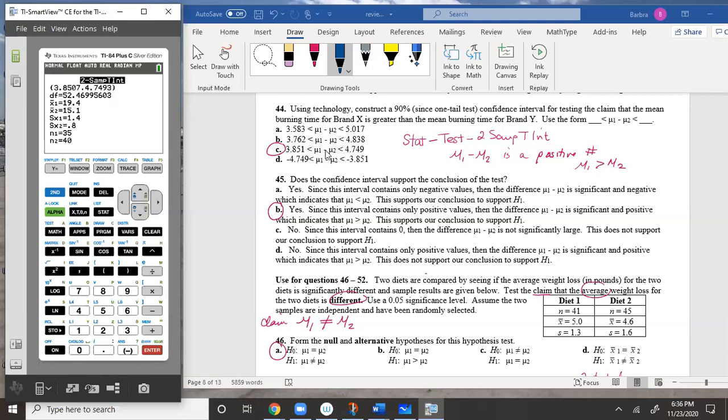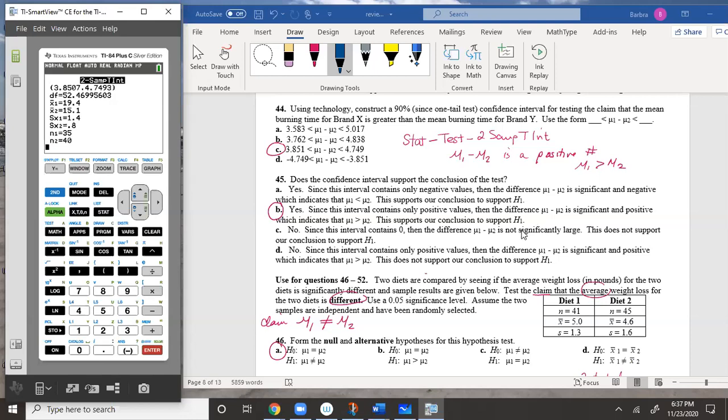It can never be inside an interval where both numbers are positive. It also can't be in an interval where both numbers are negative, but that's not this case, right? So does the confidence interval support the conclusion? We say yes, since the interval contains only positive values. Mu1 minus mu2 is significant and positive, which indicates that mu1 is greater than mu2. And that supports our conclusion to support the alternative hypothesis.